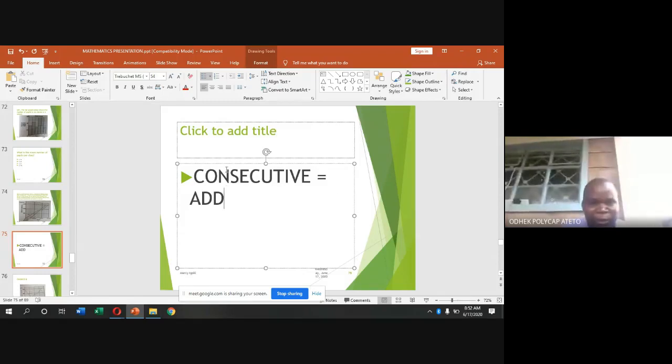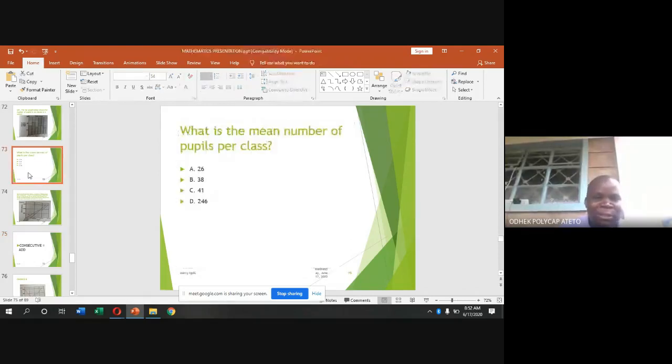That's the first question. The second question is on consecutive numbers: which one was the highest, which one was the lowest? So you add all the choices: add choice A, choice B, choice C, choice D. Remember, we said we are using the choices to do that.